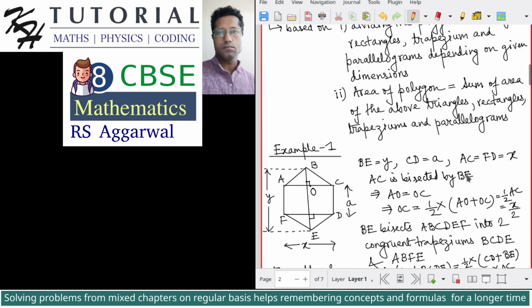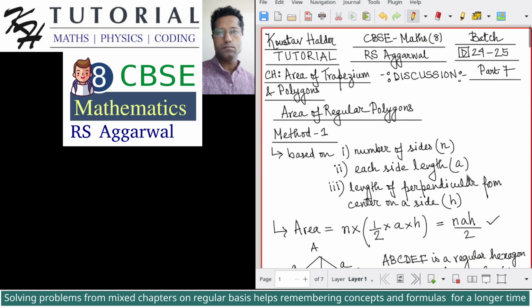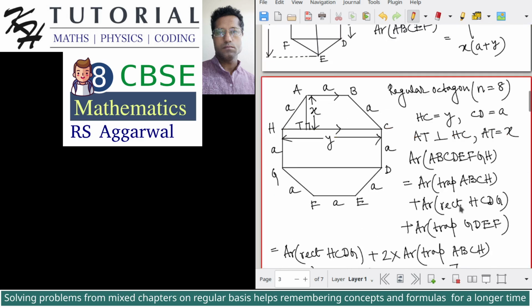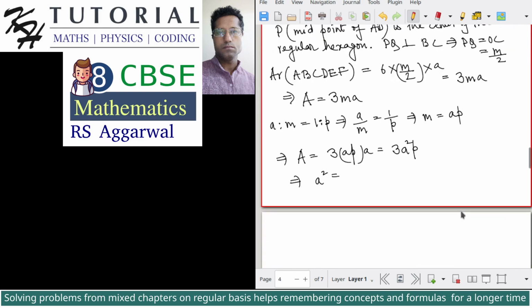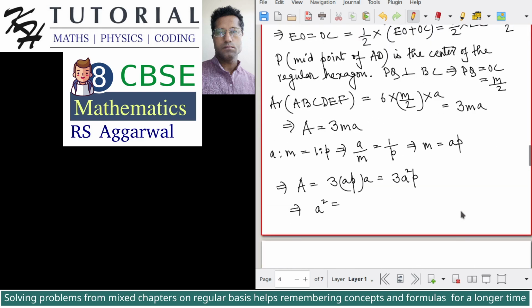The formula of the area was nah by 2. Okay, so I think I made one small mistake. So n is 6, h is m by 2, a, and this whole divided by 2. So this will be equal to 3 ma by 2. Okay, so we have this by 2.